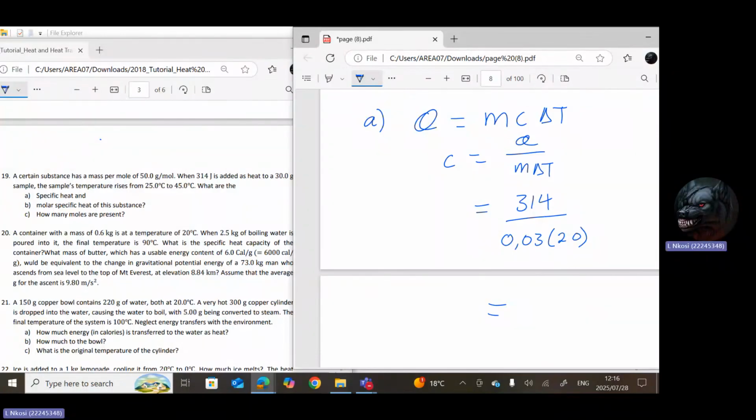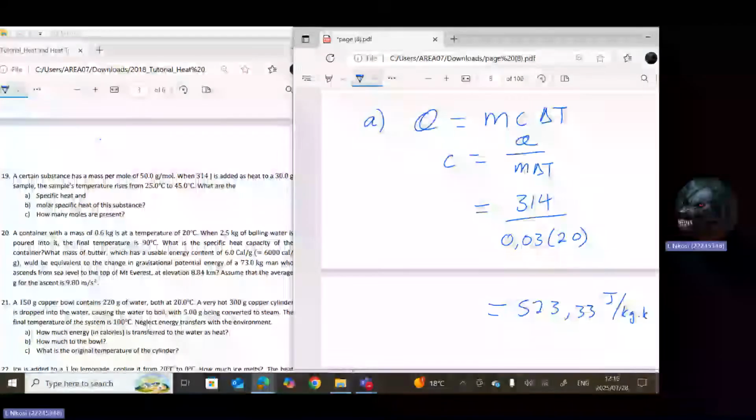So the specific heat capacity is easy to find. It's 314 over 0.03 times 20. So it's 523.33 joules per kilogram Kelvin, right? I think those are the units for C.